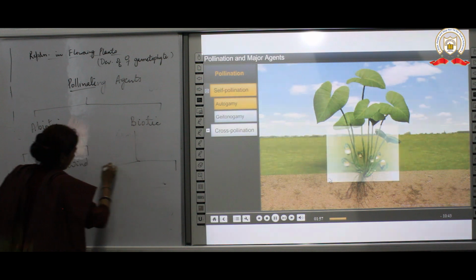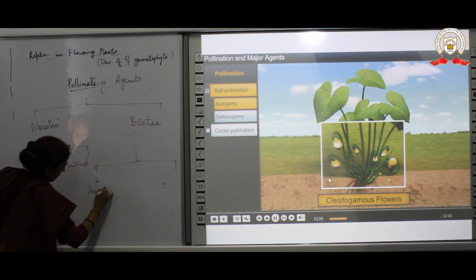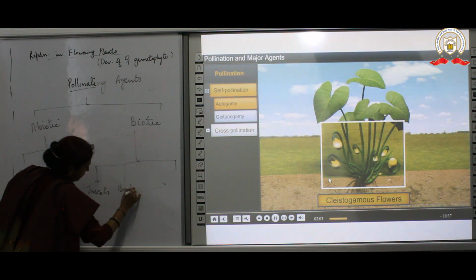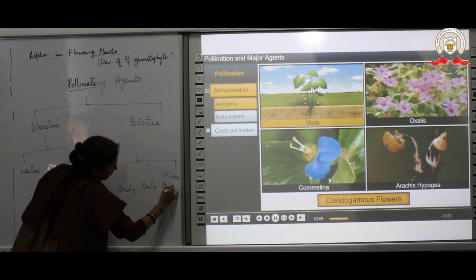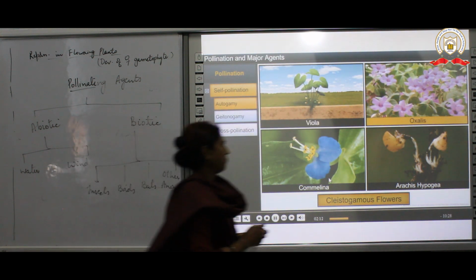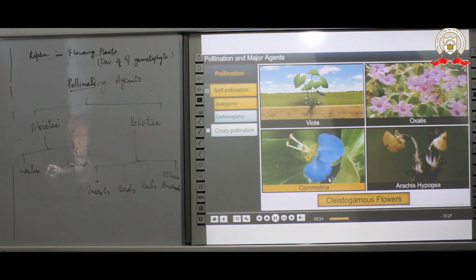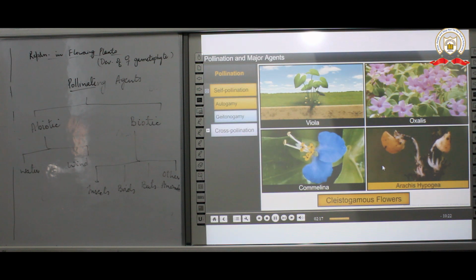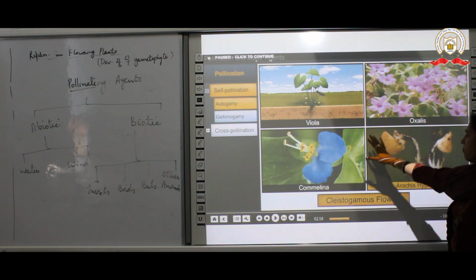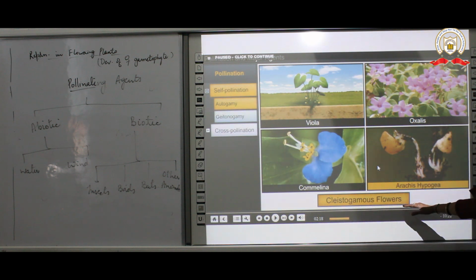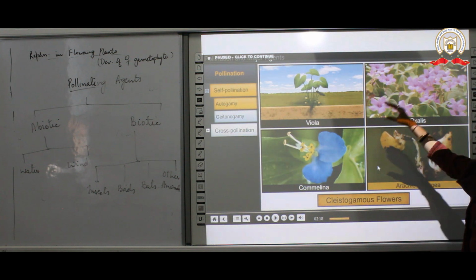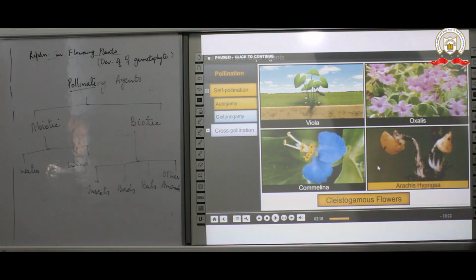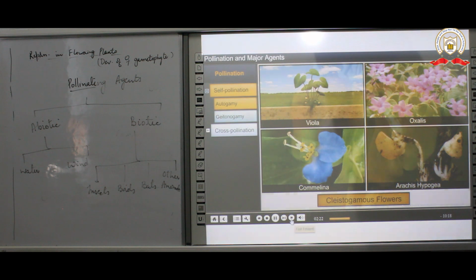And it is seen in cleistogamous flowers, or flowers which do not open at all, produced by plants such as viola, oxalis, camellia, and Arachis hypogaea. Now, you must remember these examples. These are the examples of cleistogamous flowers, meaning these flowers are closed flowers. They are self-pollinating always and they ensure the seed setting. These are very important examples. Right, children? So these are all cleistogamous flowers.